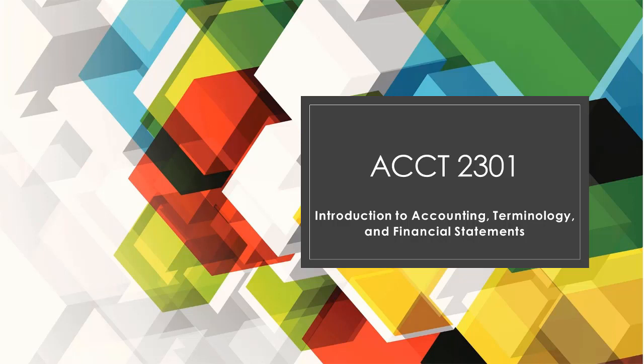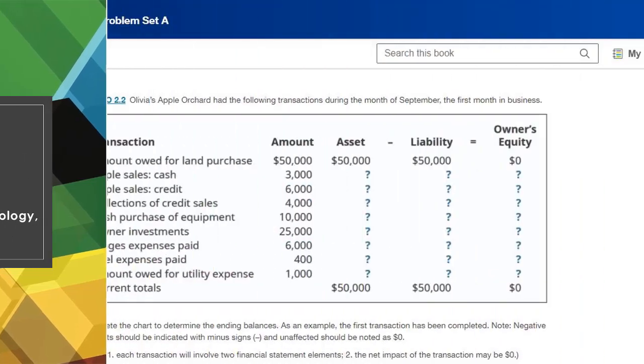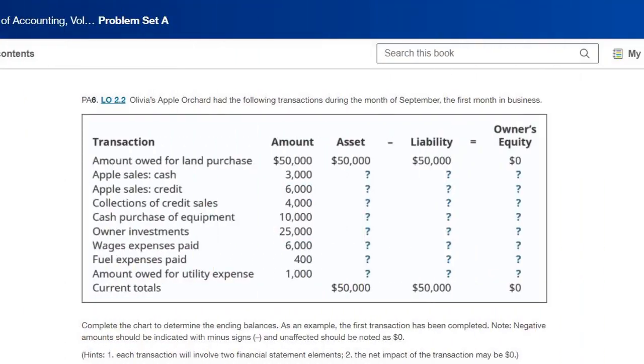Hello, accounting students. It's time to look at some problems in the textbook. If you go to problem set A, that's problem set A. Most chapters have a problem set A and a problem set B at the end of the chapter. But let's go to A.